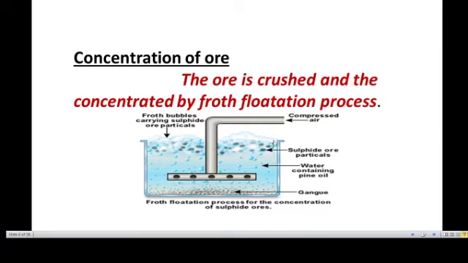The ore is crushed and mixed with water and pine oil. Then compressed air is blown through the pipe. After some time, the froth of bubbles carrying sulfide ore floats on the surface of the ore mixture. Then gangue, that is unwanted material, settles down in the container. This is the first method, concentration of ore.